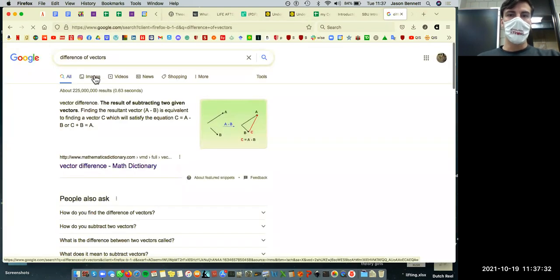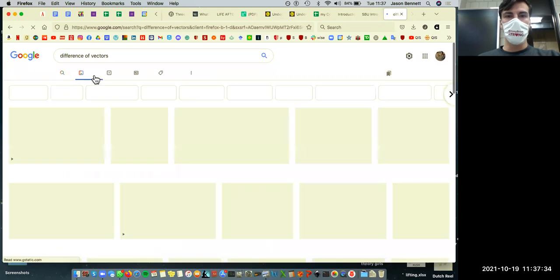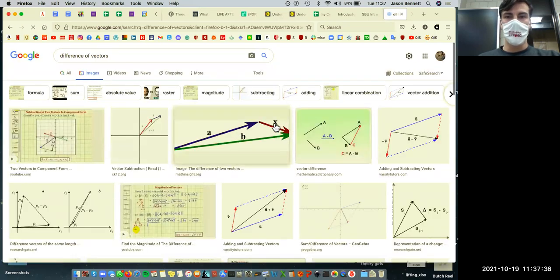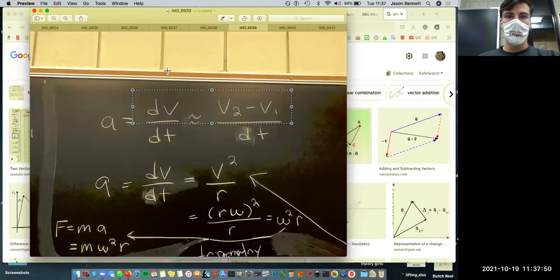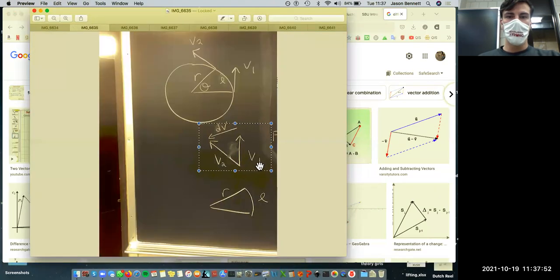It would be the arrow pointing from one to the other. So like that. So x would be b minus a, like this. If a is pointing in that direction and b is pointing in that direction, then a minus b is an arrow that points from b to a, like that. So our dv points here from v1 to v2. So I have this kind of triangle here.